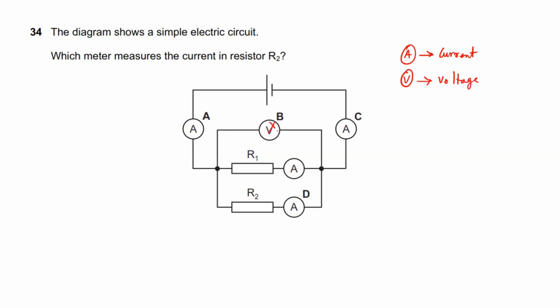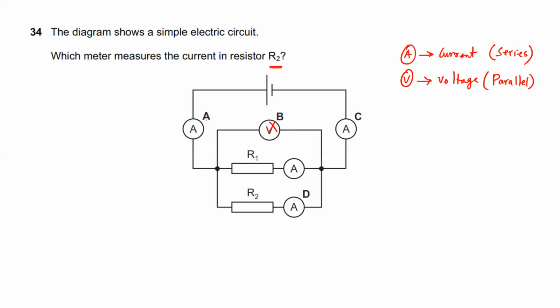So wherever there is a voltmeter, that is not used, so answer B is not the choice. We need to measure the current in the resistance R2. Remember, whenever we use an ammeter, we have to place it in series. For a voltmeter, to measure voltage, we have to use it in parallel.